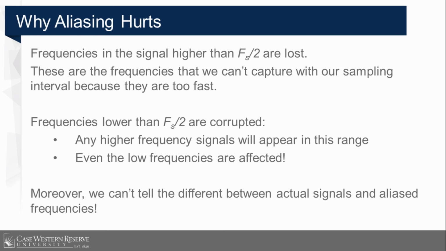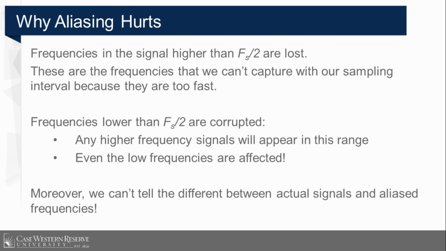We also see, though, that frequencies that are lower than Fs/2 are going to be corrupted, because the higher frequency signals that we lost are going to appear in this lower range. Essentially, we fold the higher frequencies back down to lower frequencies. And so what this means is that not only do we lose our high frequencies, but we also are affecting our low frequencies due to this aliasing.